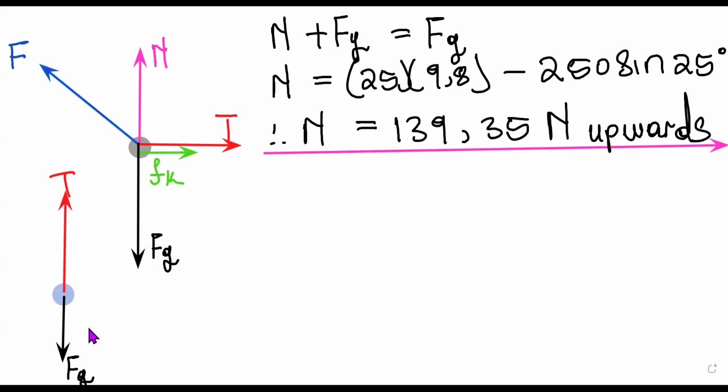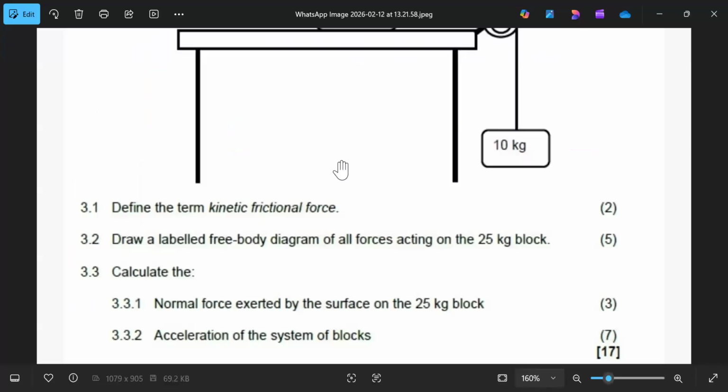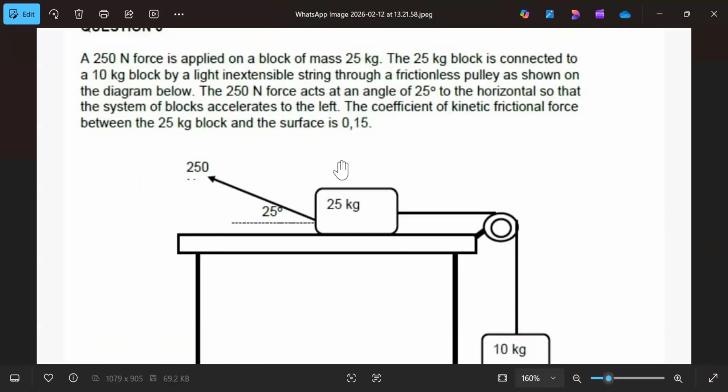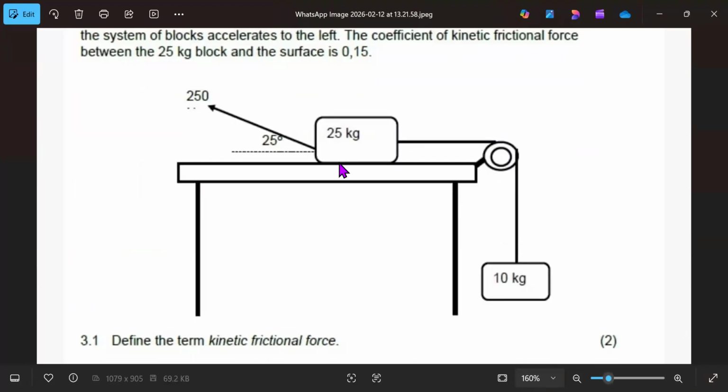Well, I don't think there's a question on calculating the normal force, but this is the next question. It's asking us to please calculate the acceleration of the system of blocks. They could have decided to say the acceleration of the 25 kg block, which is still fine in the same way. Or they could have decided to say the acceleration of the 10 kg block, which you also find in exactly the same way.